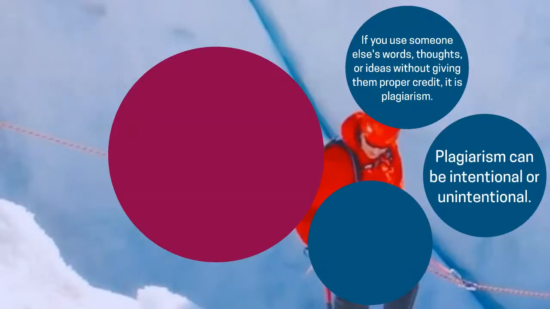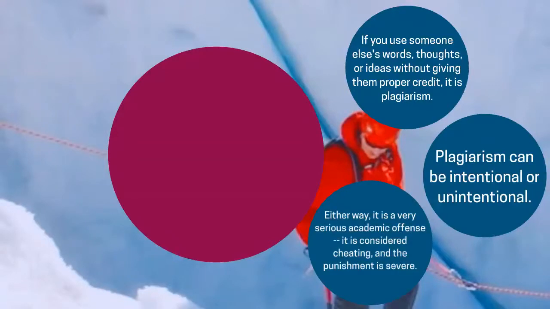There are lots of times where people don't intend to plagiarize. There are sometimes instances where people are trying to take credit for someone else's words, thoughts, or ideas. But whether it's intentional or unintentional, it's still a very serious academic offense. It is considered cheating, and the punishments can be severe. The mild form of punishment is getting a 0 on your paper, and then it can get more severe beyond that, depending on the frequency of plagiarism and the extent of it.